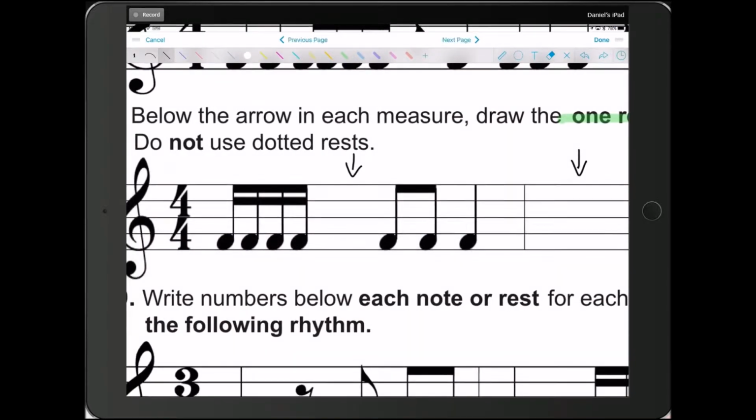First thing we want to do is our box method. So we have a group of beamed notes, another group of beamed notes, and a quarter note. So I have 3 boxes. I'm missing a box, so I need one rest to take up one beat. So we're going to draw a quarter rest. Remember, the quarter rest doesn't touch the top line, and it doesn't touch the bottom line.